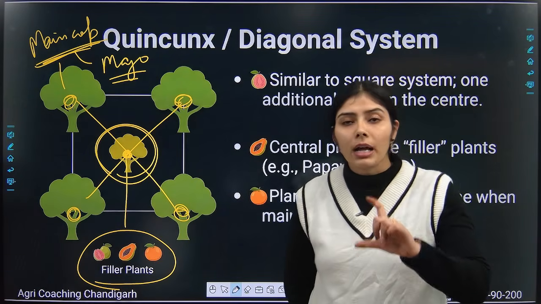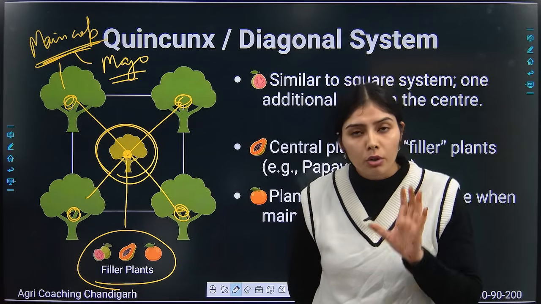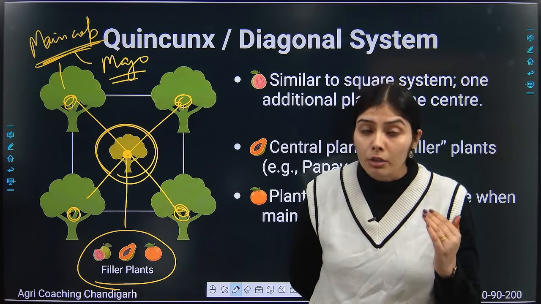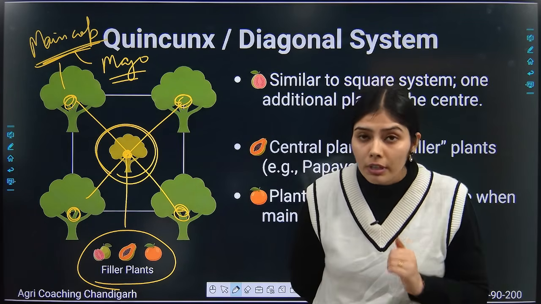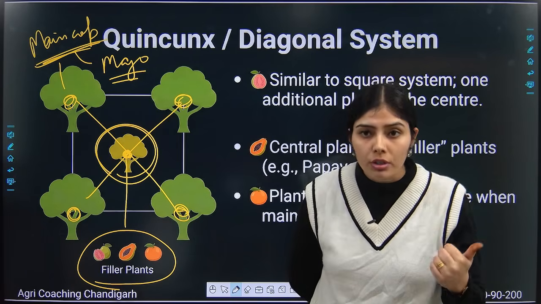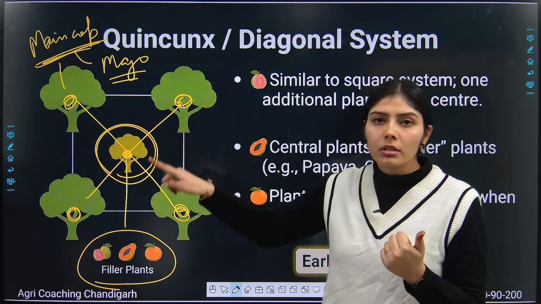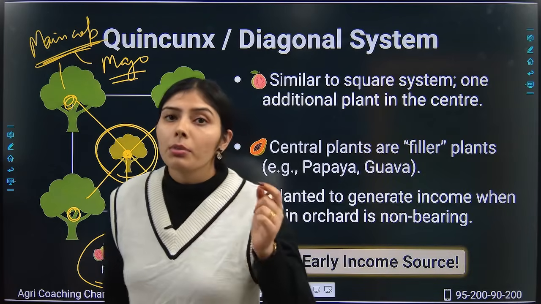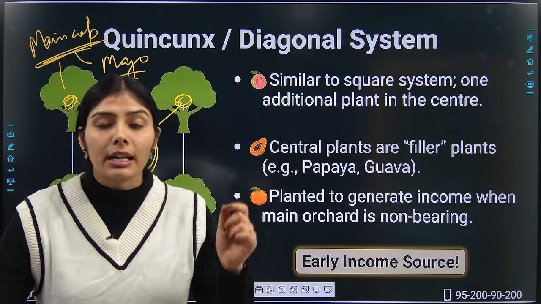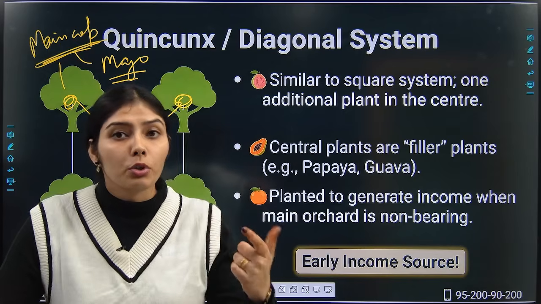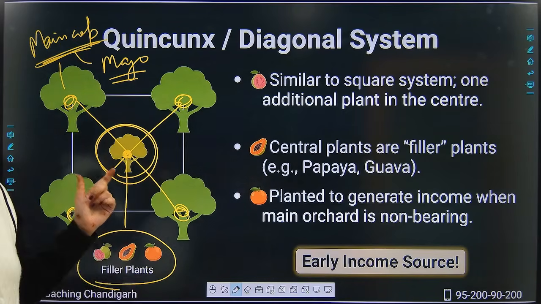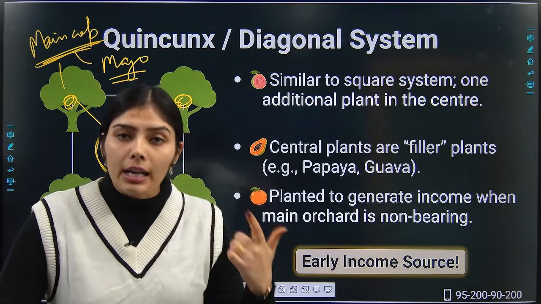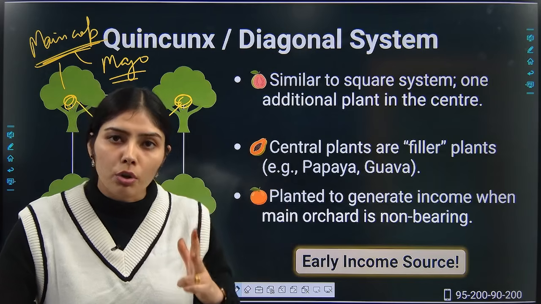Now this filler plant is not the same as the main crop. It is different from the main crop. And what should be the characters of the filler plant? It should be of short stature. It should not compete with the main crop. Secondly, it should come into early bearing, because we want to generate income until the main crop is coming into bearing. So that is why it should be of short duration also, early bearing also, and short stature also.